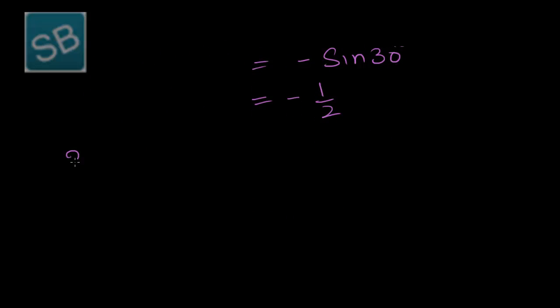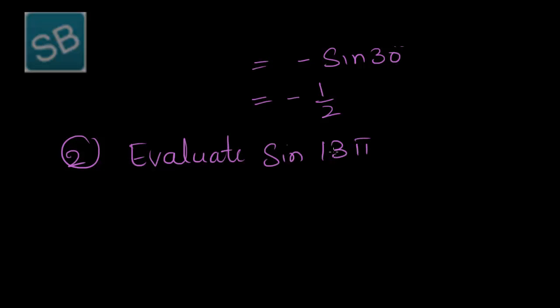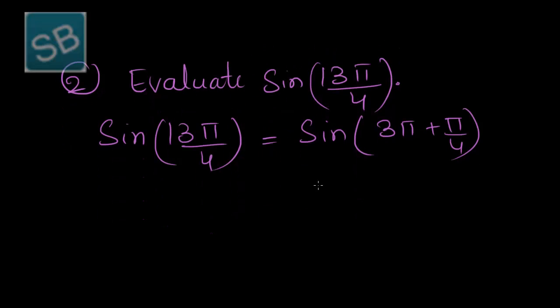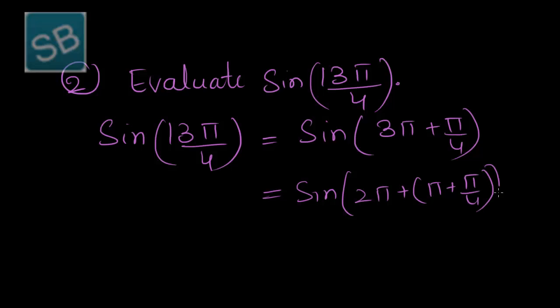So the next problem is: evaluate sine 13 pi over 4. Then divide 13 by 4. We get 3 pi plus pi by 4, that is 2 pi plus pi by 4. So if we see, we have 2 pi plus theta.